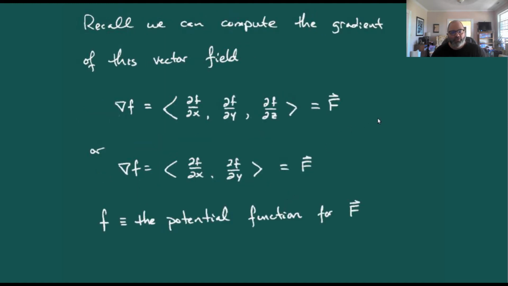And remember that when we had one of these scalar functions of two variables or three variables, then we could compute the gradient of that function and get a vector function out of it. And remember what the gradient was: the first component was the partial with respect to x, the second component was the partial with respect to y, and the third component was the partial with respect to z. Or if we just had two variables, it would be partial f, partial x, partial f, partial y. The function little f in this case was what we called the potential function for this vector field that we get out of this scalar function.